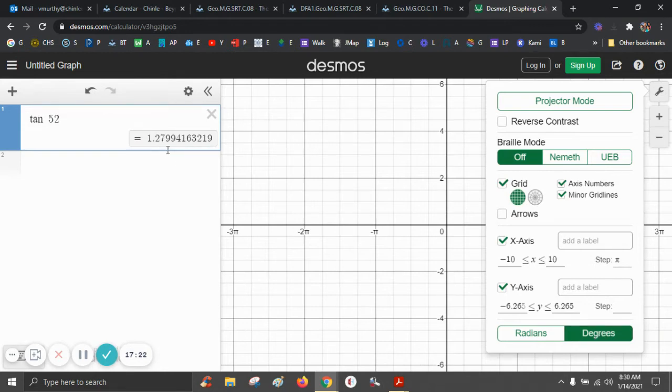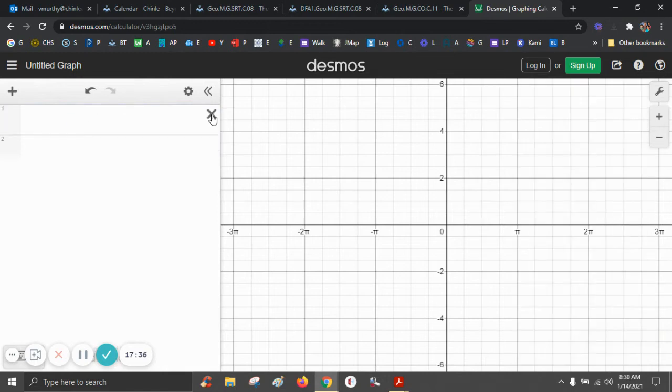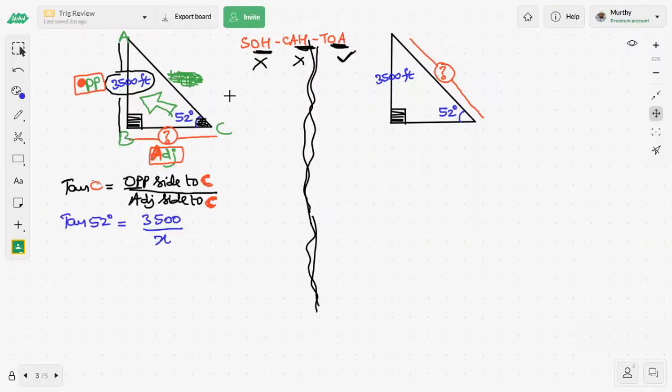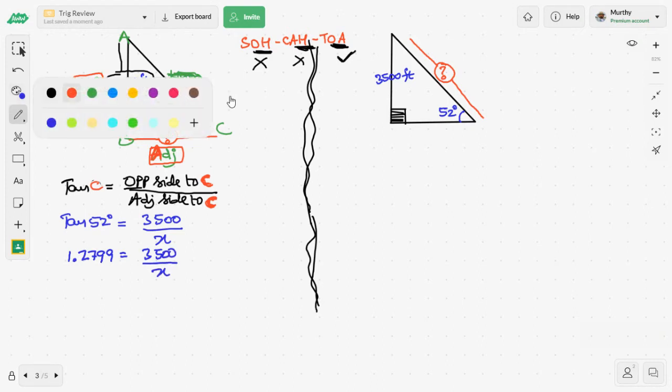So 1.2799. If you want, you can take after the decimal just 2 digits or 3 digits, maybe 4 digits. It's up to you. So I'm taking 4 digits here, 1.2799. So 1.2799 equals 3500 over x. Always get rid of the denominator part first.